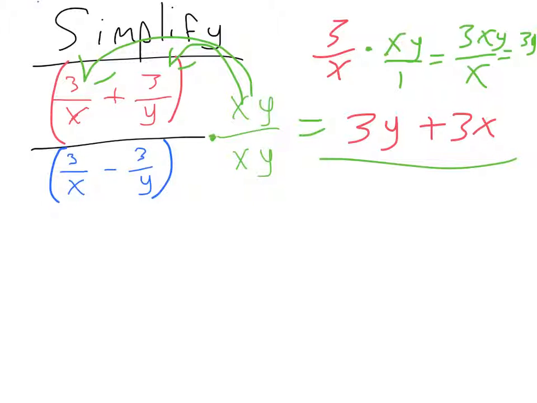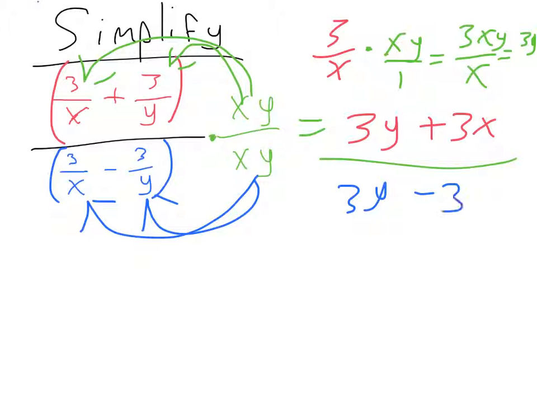That's all over xy times all this stuff. The x is going to cancel out, leaving you with 3y. Doing the distribution right here, negative 3 over y times xy gives you negative 3x. The y's cancel out on that one.